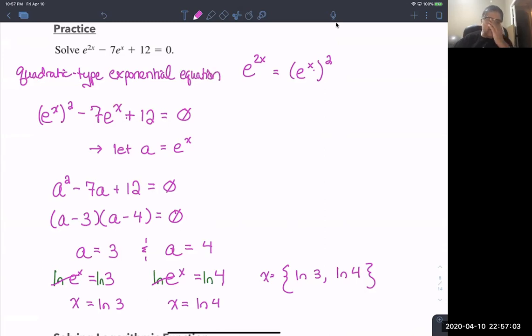Okay. And there are a couple like this in your homework packet and in your practice problems as well. And you will have a couple of these on the test.